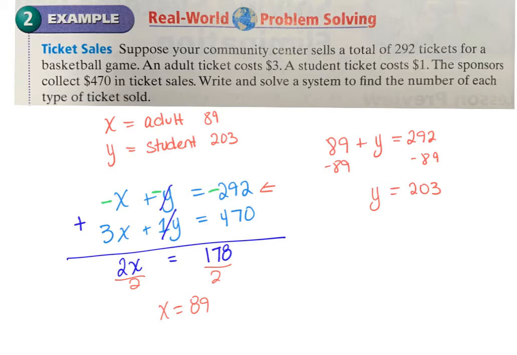So if it won't cancel, but you have the same coefficient, you can just multiply one of the equations by -1, and then it will work.